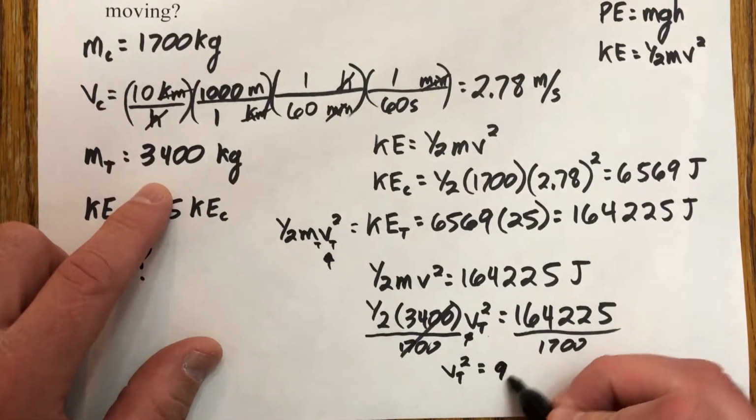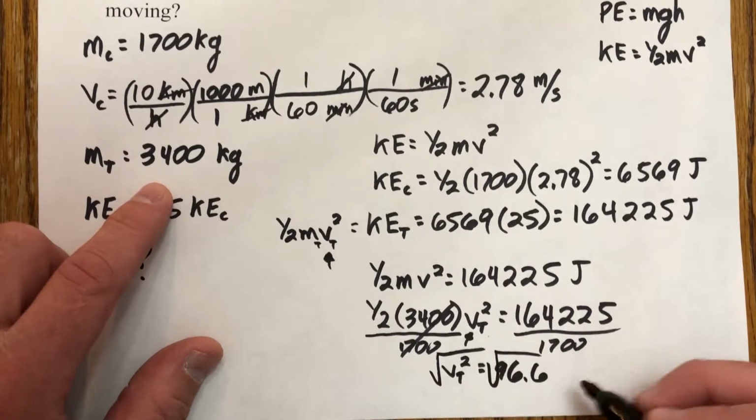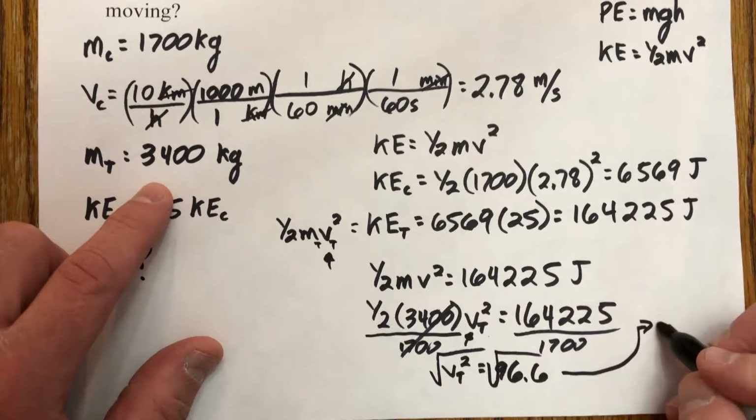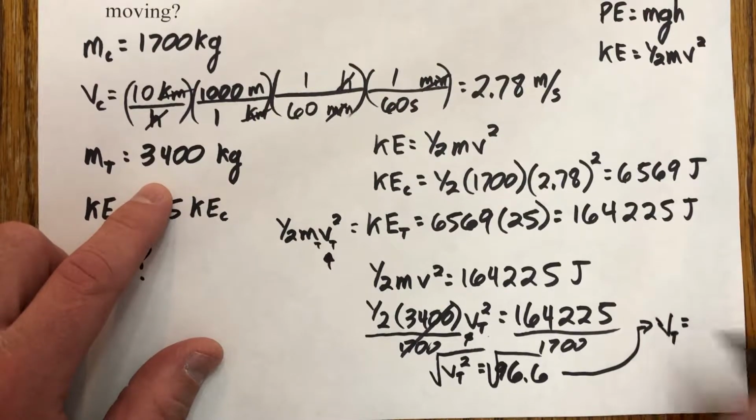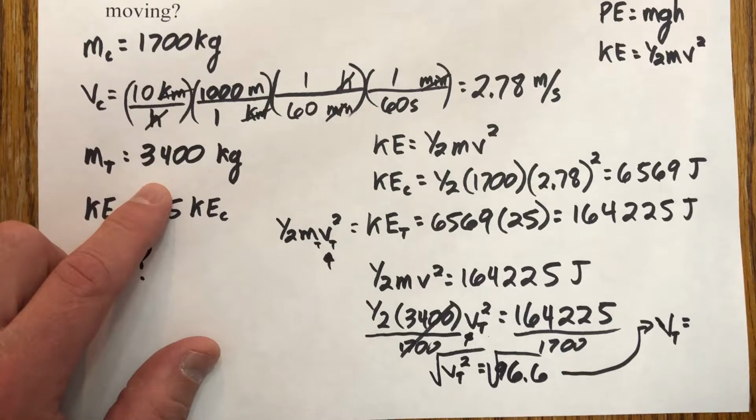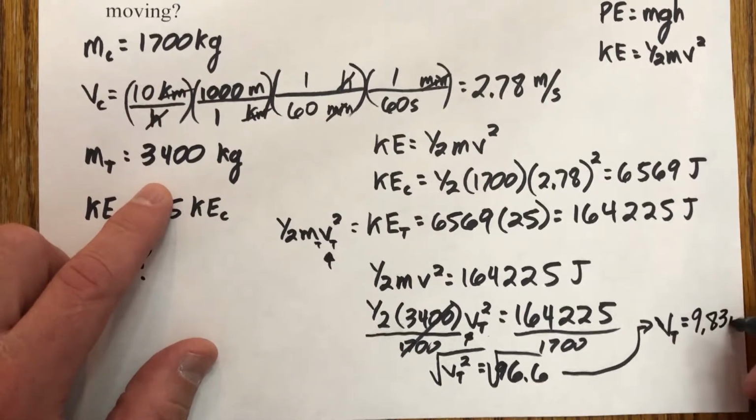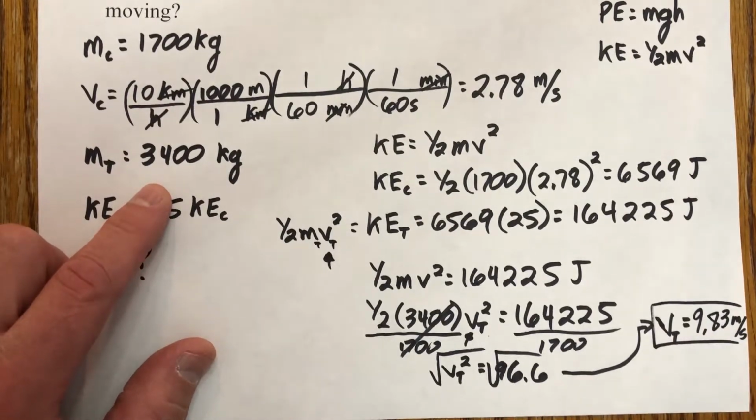96.6. Now I take the square root of that. I'll give the answer over here. So the velocity of the truck equals, what is the square root of 96.6? 9.83 meters per second. And that's my answer.